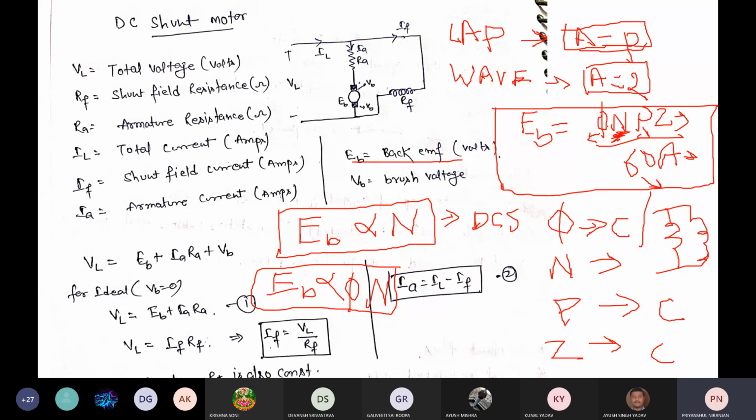Flux is constant in the DC shunt motor, but in a DC series motor it depends on the field winding, because the field winding and armature winding are connected in series. Here the field winding is constant because IF equals VL upon RF is constant. IF constant means flux is constant, so here only the speed matters. But in generalized form, you have to remember this: EB is proportional to the flux and speed. Fine. Is it clear till here?